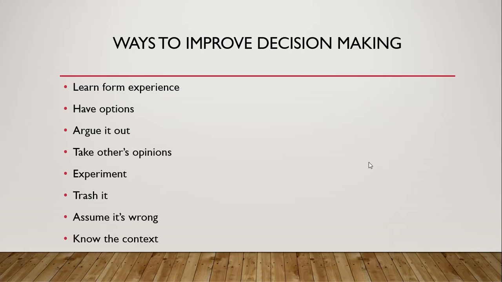1 option is no choice at all. 2 is a dilemma, yes or no. 3 is real choice. With 10 choices, you'll be more worried about excluding good options than about choosing good ones.